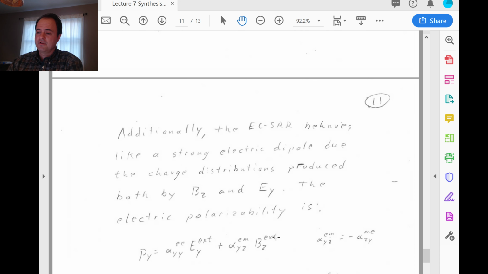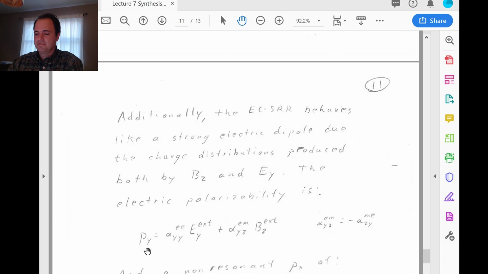So it also acts as a strong electric dipole. So it's going to be producing an electric polarization P sub Y. All right? And so we express it in the same way. And we would also expect that both an external E sub Y and an external B sub Z create this P sub Y.